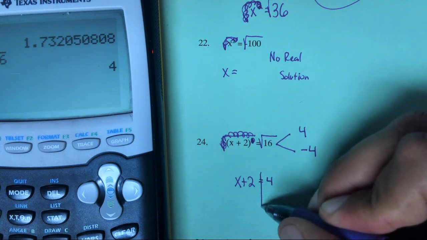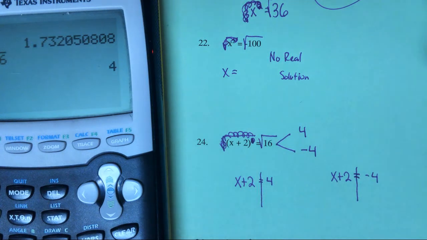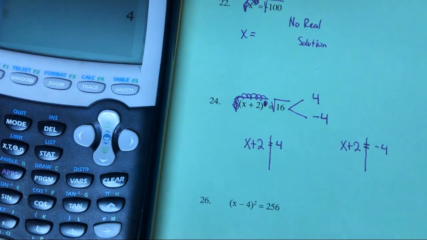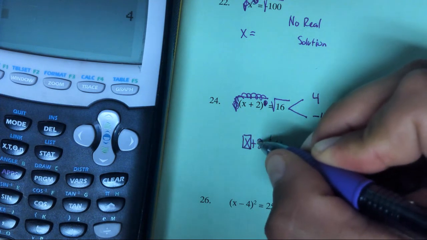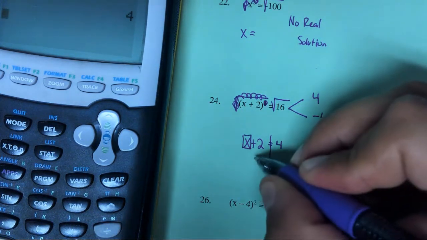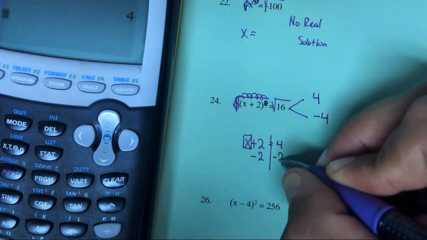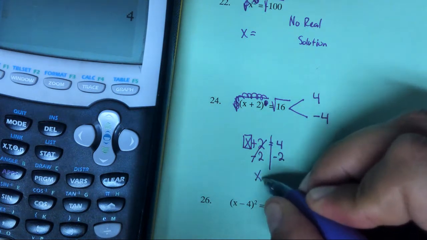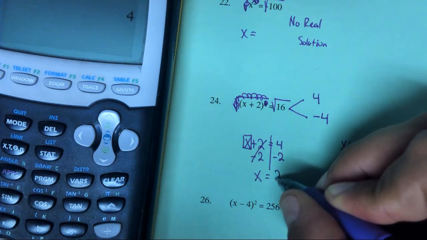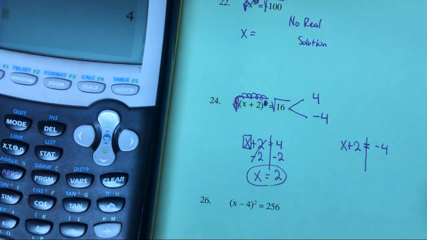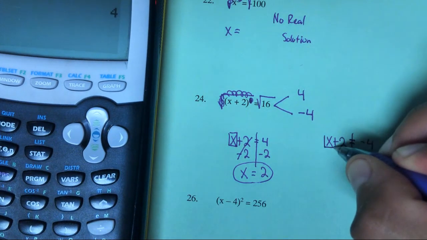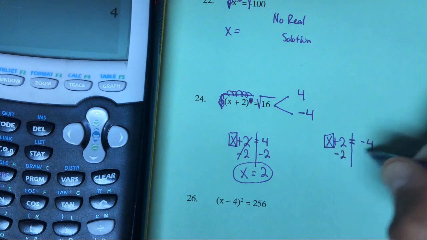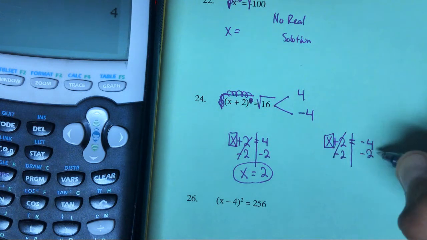Then we go in and we solve. Again, solving for x, just like we did earlier, we're going to box this in. Opposite sign, so instead of plus 2, we're going to do minus 2. I have x equals 4 minus 2, which is 2. That's my first solution. Then we have x plus 2 equals negative 4. We box in the x. Subtract 2 again. That goes away.